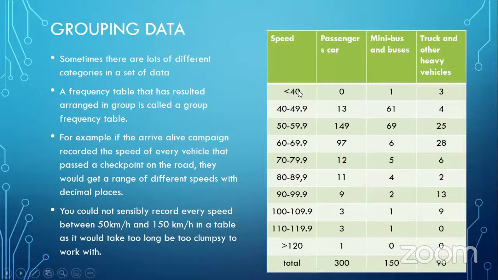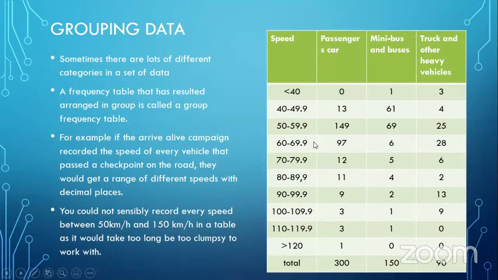This is just an example that I'm showing you. You can say 40 is the speed of the car, with passenger cars, minibuses, trucks and other heavy vehicles. These are categories of the cars that passed so that you can make your data clear and simple. So less than 40 kilometers, you understand the intervals. 62 is the number of cars that passed with that speed.